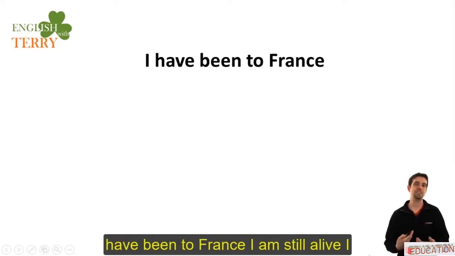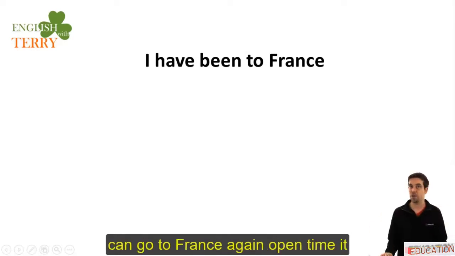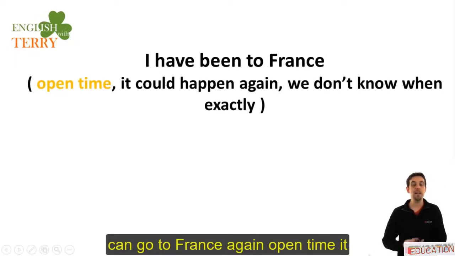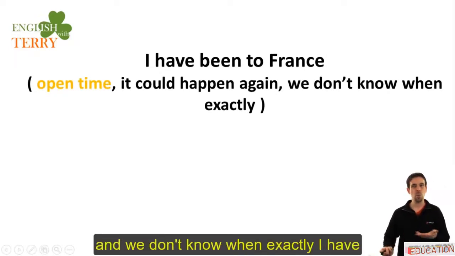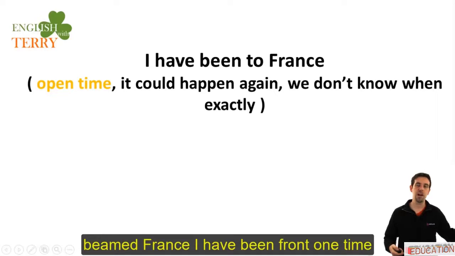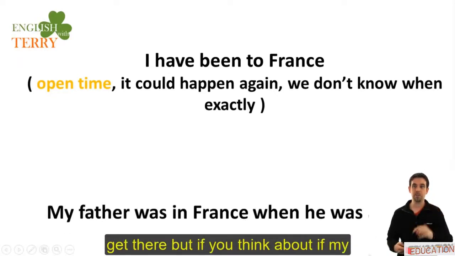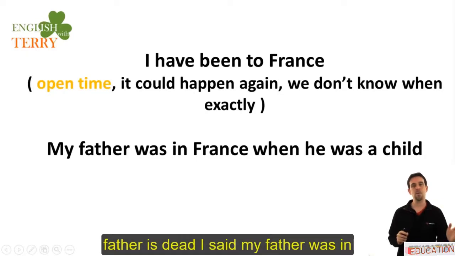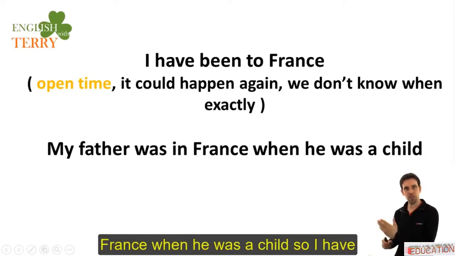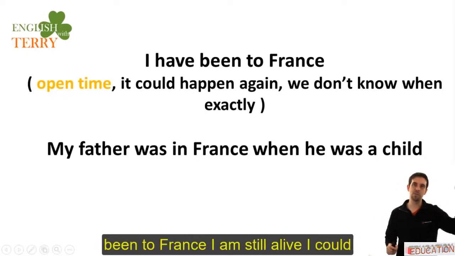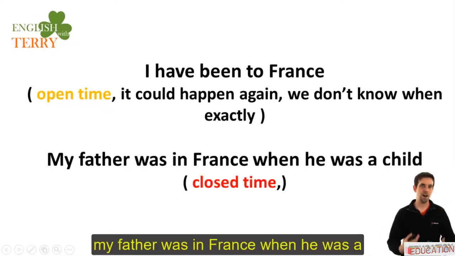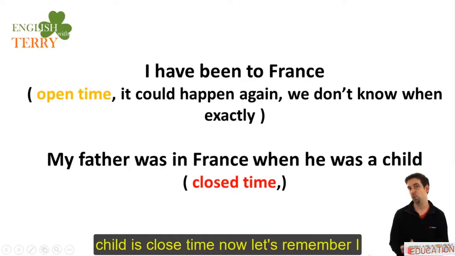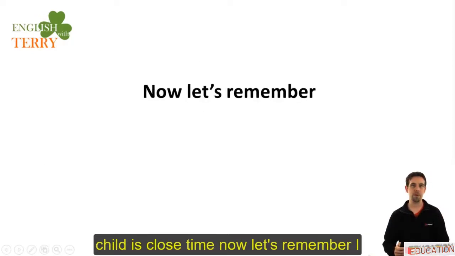Or for example, I have been to France. Now, I am still alive, I can go to France again. Open time, it could happen again. We don't know when exactly. I have been to France one time. But if you think about if my father is dead, I say my father was in France when he was a child. So I have been to France. I'm still alive. I could go again. My father was in France when he was a child. It's closed time. Now let's remember.